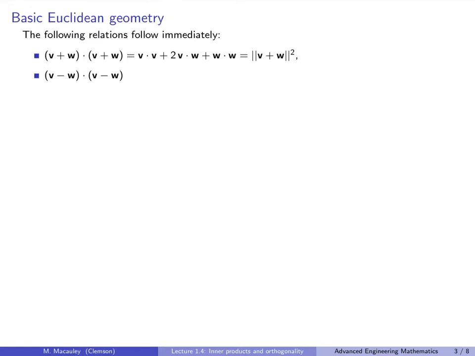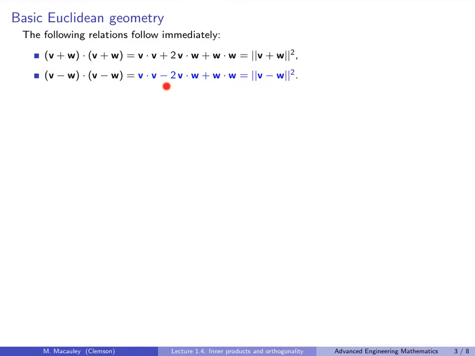But now, let's take v minus w and take the dot product of that with itself. And how is that going to change? It's going to be the same thing as above, except this plus is going to be a minus. So we have v dot v minus 2 v dot w plus w dot w, and this left-hand side we know is equal to the square of the norm of v minus w.